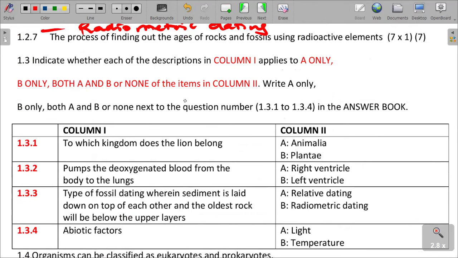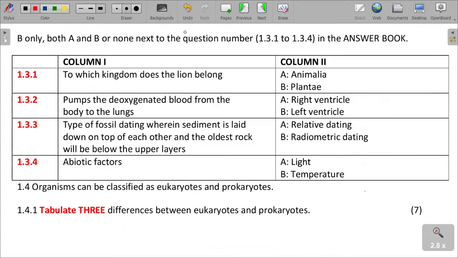We need to indicate whether each of the descriptions in column A applies to A only, B only, both, or none of the above. So let's look at this. Number 1.3.1: to which kingdom does the lion belong?